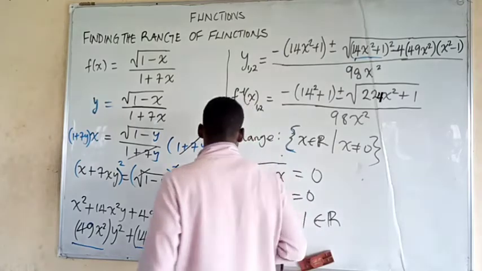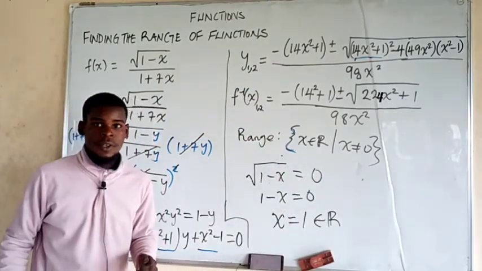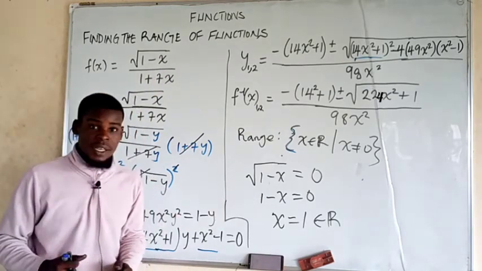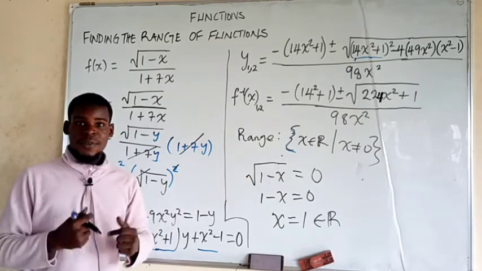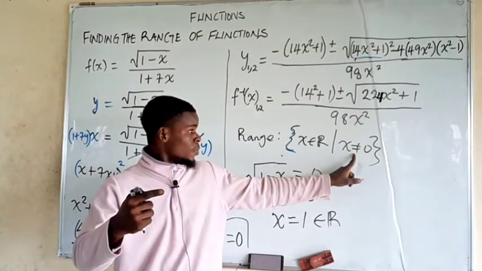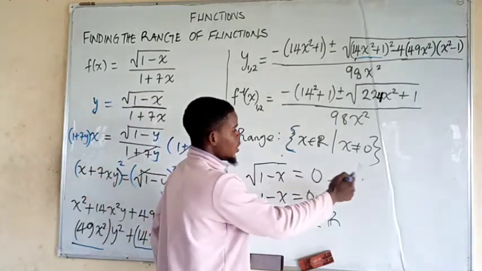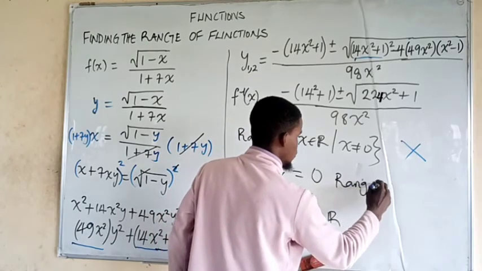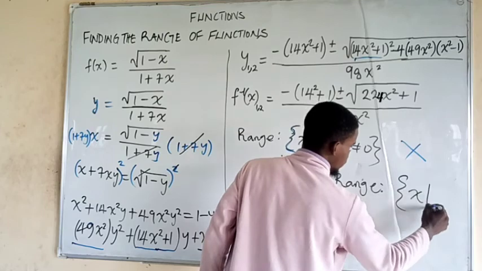This tells us that, yes, 0 can be an output given that the input is 1. So if we plug in 1 into this function, the output is going to be 0, which tells us that 0 is actually an output. Therefore, 0 is also a member of the range. So this contradicts the fact that we say all real numbers except 0, right? So because of that, this fails. And we're going to say that the range is going to be the set of real numbers.